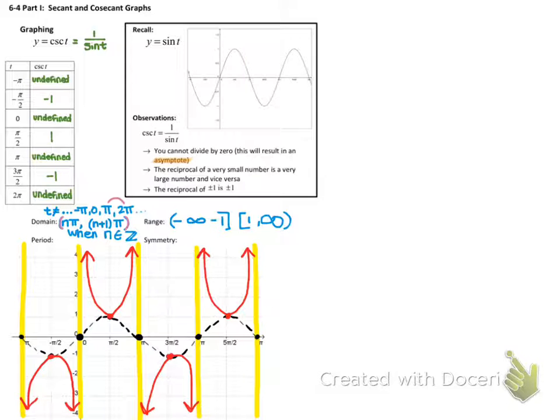For the period, if we start at 0, it repeats itself again at 2 pi. So basically, if we start at 0 and we go until it repeats itself, that's right here. We have a graph in the positive between 0 and pi, and then a graph of cosecant in the negative from pi to 2 pi, and then again it goes back up after that. So that's where we start repeating, up in the positive, negative. So our period here is 2 pi. And then symmetry, it does have symmetry. It is odd symmetry, and an easy way to remember that is it's just like the sine function.